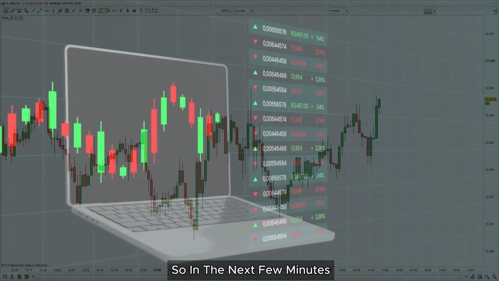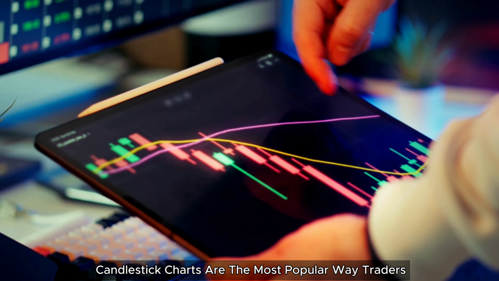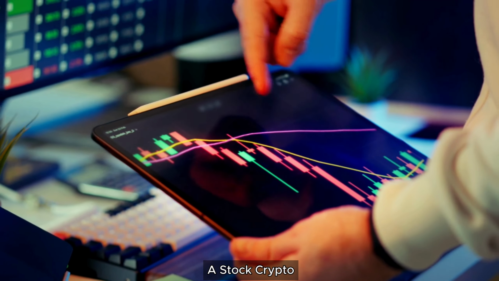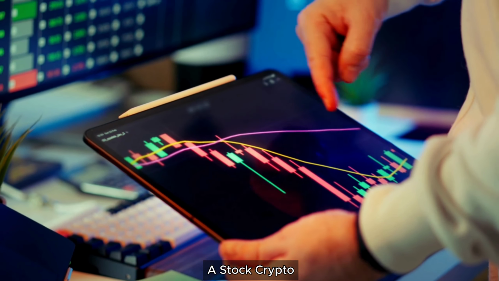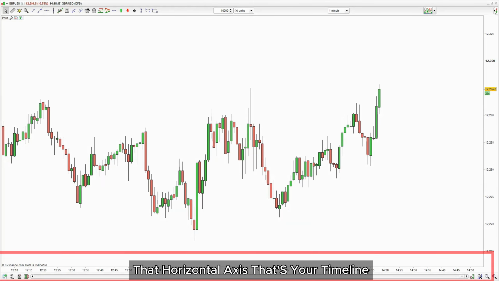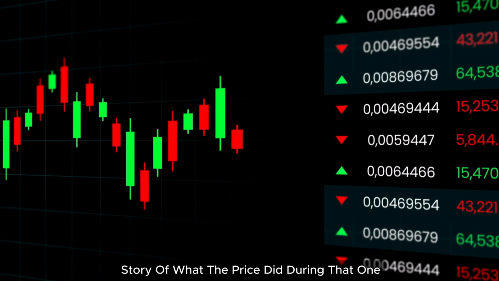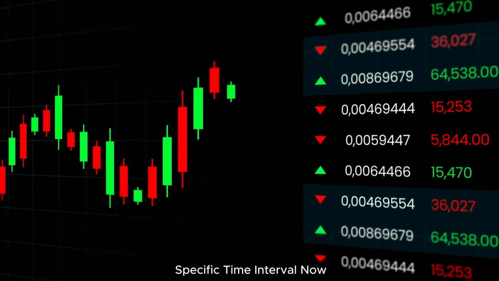Okay, so first things first, what are we even looking at here? Simply put, candlestick charts are the most popular way traders visualize how the price of, well, anything, a stock, crypto, you name it, is moving over a period of time. Think of it like any other graph. The line across the bottom, that horizontal axis, that's your timeline. It could be broken up into 5-minute chunks or 1-day chunks, whatever you set it to. And the axis going up the side, that's the price. So every single one of those little candles you see tells the entire story of what the price did during that one specific time interval.